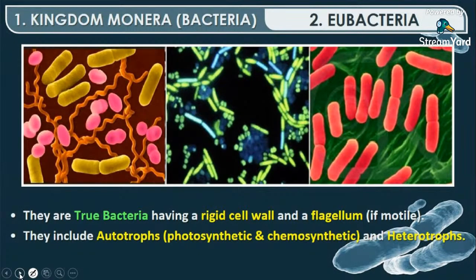Next is the eubacteria. Eubacteria is the true bacteria having a rigid cell wall and a flagellum. That is, if motile, they have a flagellum; if non-motile, they lack a flagellum. They include autotrophs, that is photosynthetic and chemosynthetic autotrophs, and heterotrophs. This is about the classification of eubacteria.